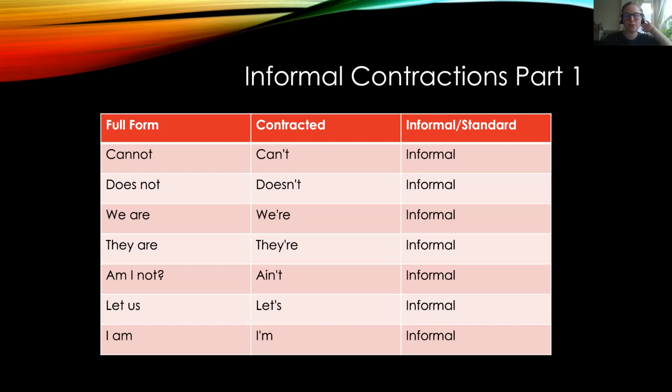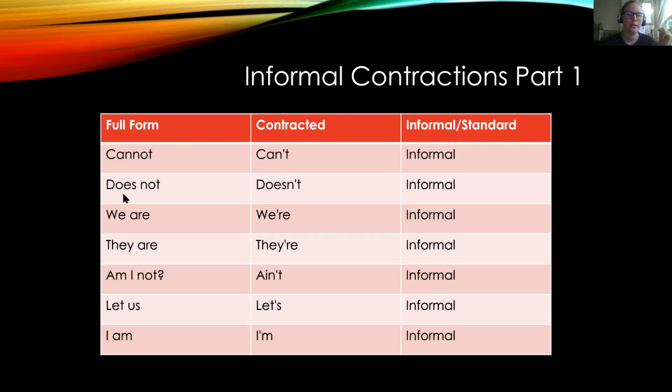So as you can see, I'm not going to talk through necessarily all of these, but we have the full form of the word or phrase. Cannot becomes can't, and we have to have that apostrophe there between the N and the T. All right, this actually is signaling that it's taking out 2 letters, but no matter, even if it's taking out 1 or 2, sometimes 3, it still will just be 1 apostrophe.